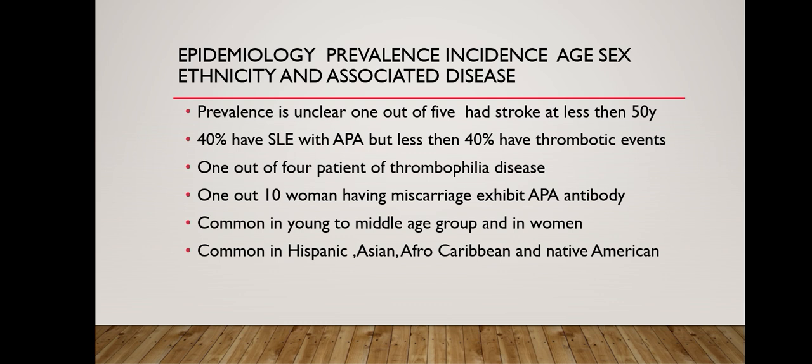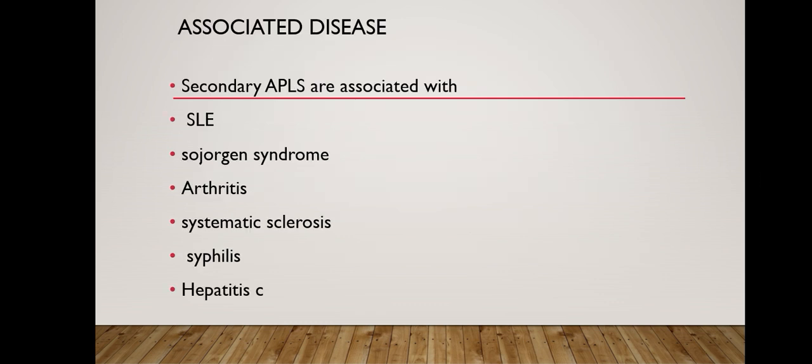It is common in the young to middle age group and in women. It is found in Hispanic, Asian, Afro-Caribbean, and Native American populations. Associated disease: secondary APLS is associated with systemic lupus erythematosus, Sjogren's syndrome, arthritis, systemic sclerosis, syphilis, and hepatitis C infection.